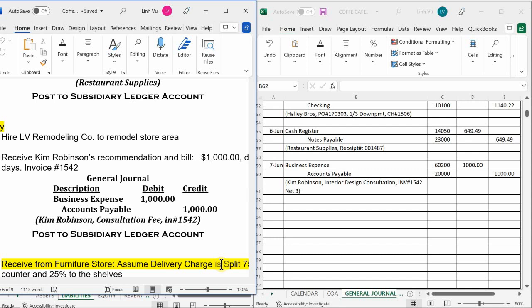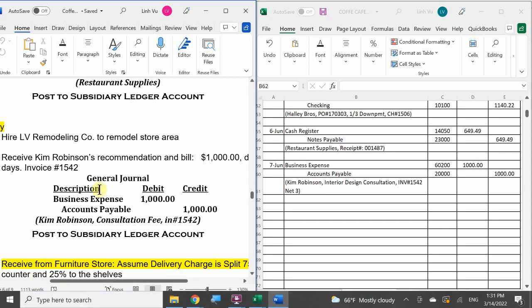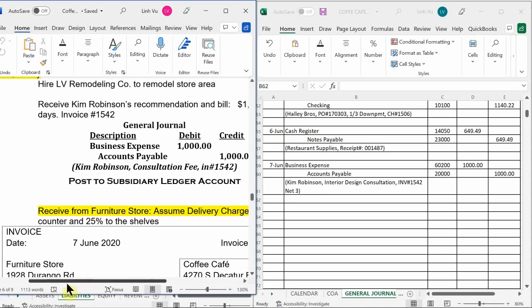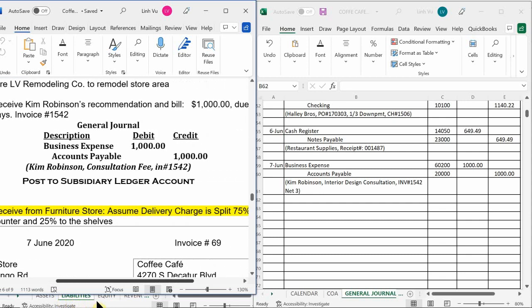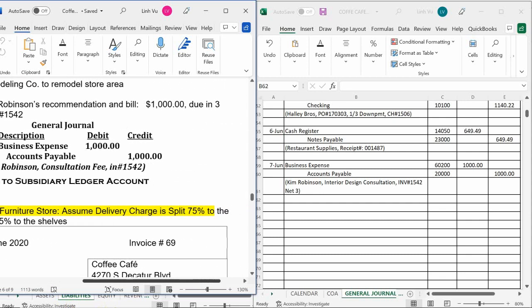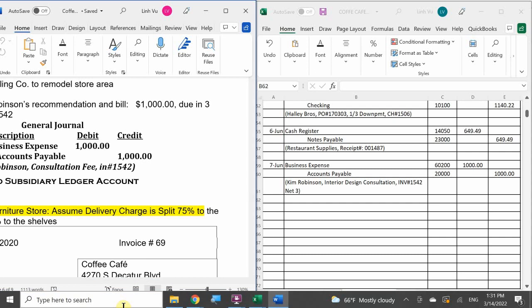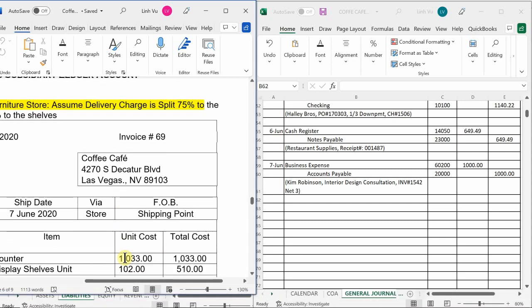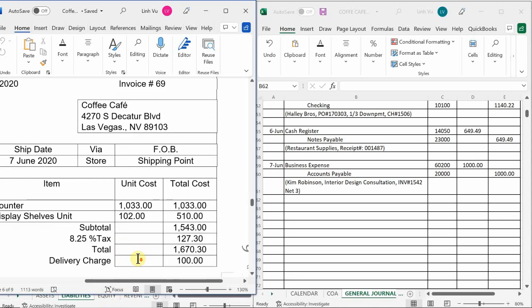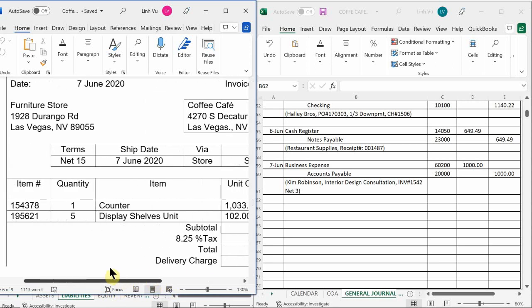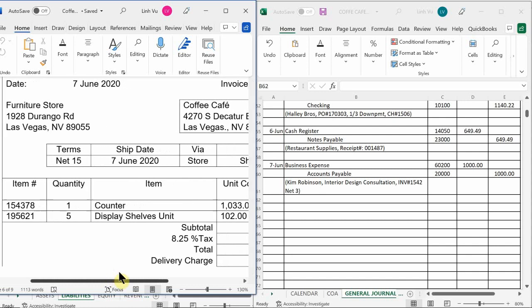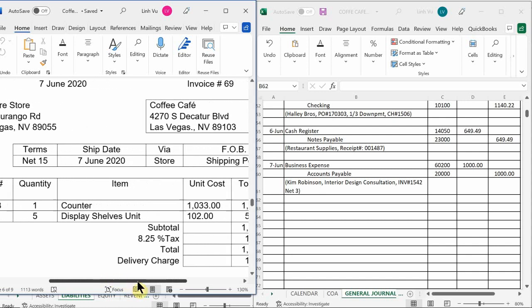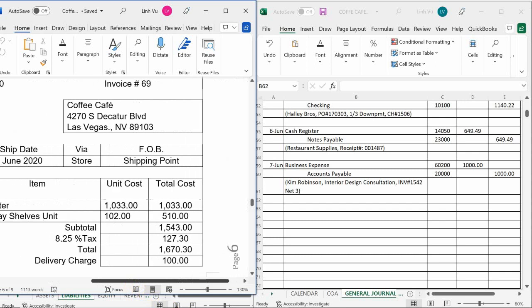So now, the next thing that we need to do is continue on with the scenario. On that very same day, the 7th, we end up receiving a bill from a furniture store along with the items as well, okay? Now, let's take a look at this bill here. So here we have the billing information. Net terms are net 15. The shipping date was June 7, okay?